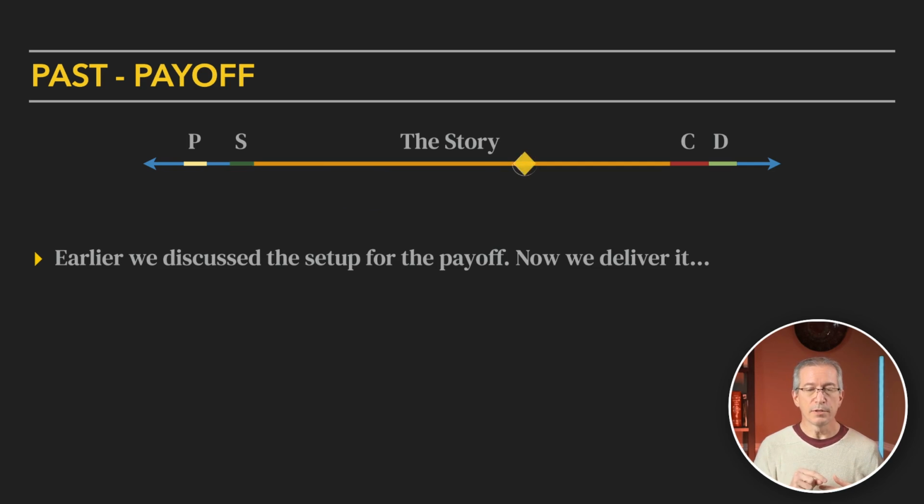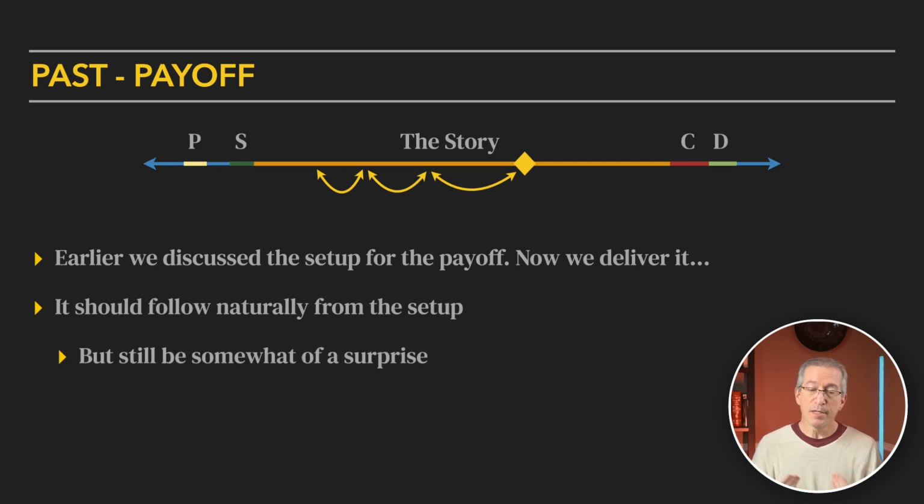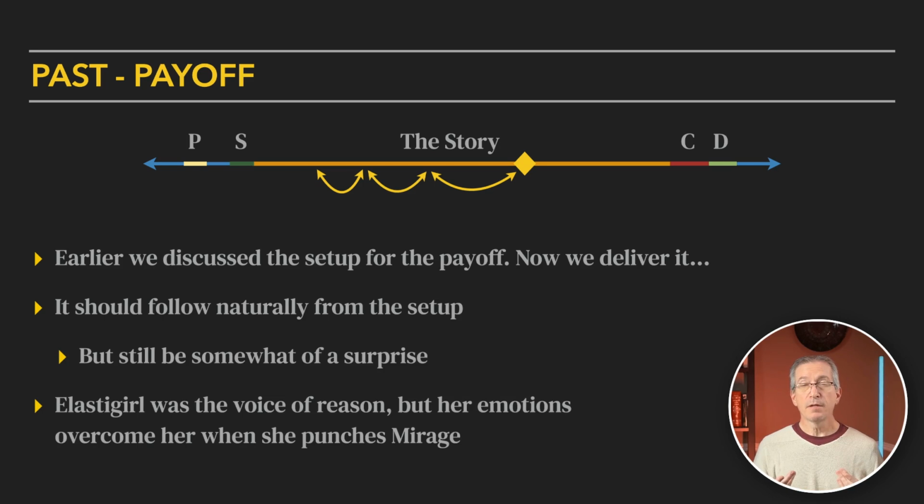We mentioned those payoffs earlier, and those were the setups. And now we're delivering. It should follow naturally from those setups, but still be somewhat of a surprise. In the case of Elastigirl, she is the voice of reason. She is the reasonable one with Bob and trying to get him to not be worried so much about the past and live in the present and enjoy his family. But her emotions overcome her when she sees Bob hugging Mirage, which was innocent, and she just punches her and knocks her out, essentially. But it was that much more enjoyable because we knew who she was over the course of the story, and we also saw her getting more and more frustrated by the hints she was getting from Bob that something was not as it seemed.